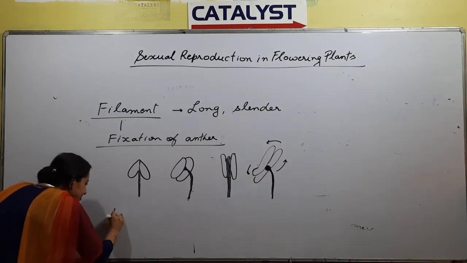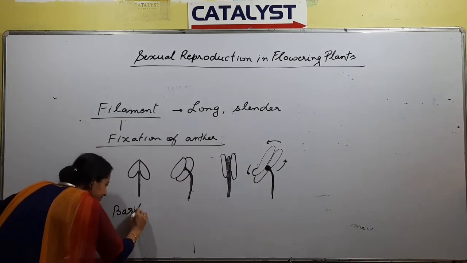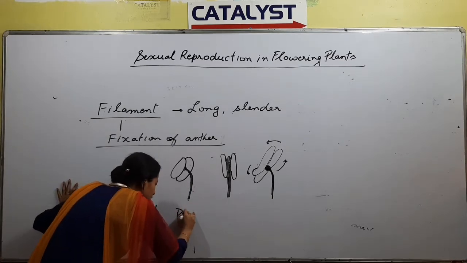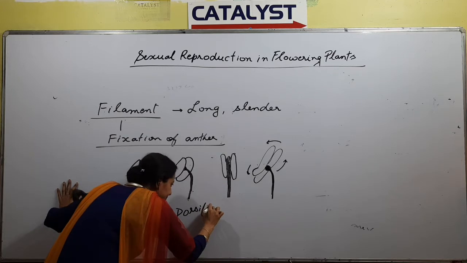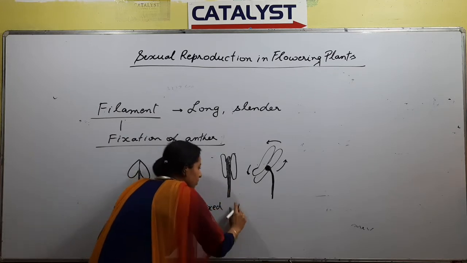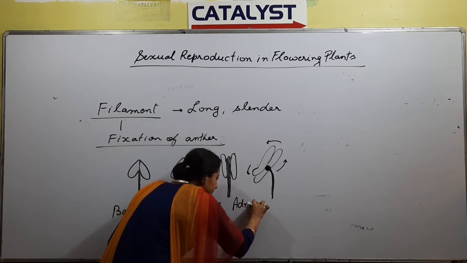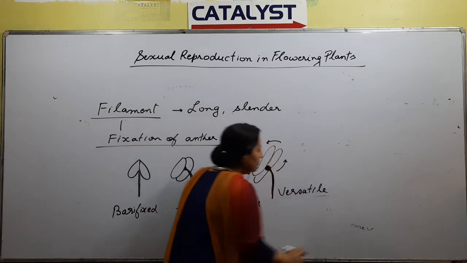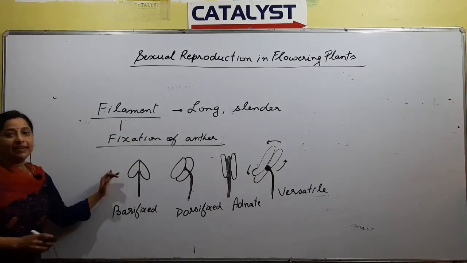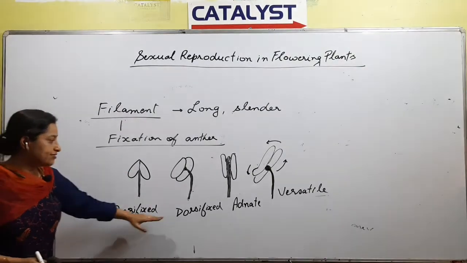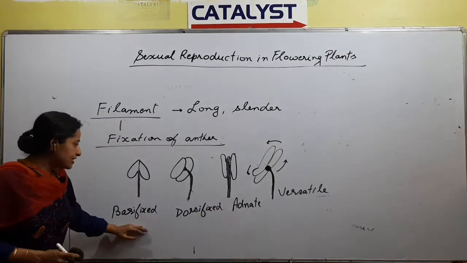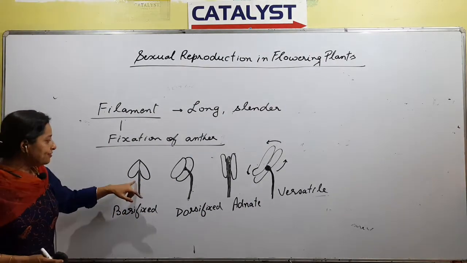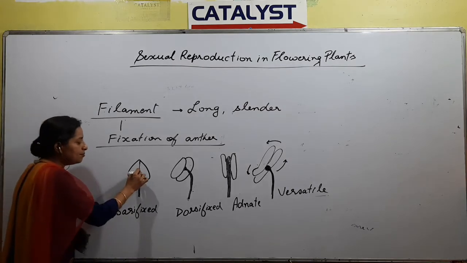This type of anther is called basi-fixed, right? This is called dorsi-fixed. This is called adnate, and this one is called versatile, right? So based on how the anther and filament are attached, we have certain terms: dorsi-fixed, basi-fixed, adnate or versatile. Basi-fixed is when the filament is attached to the base of the anther.